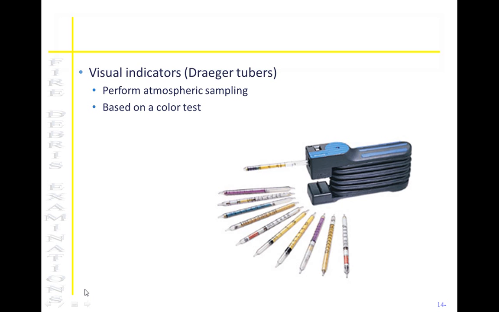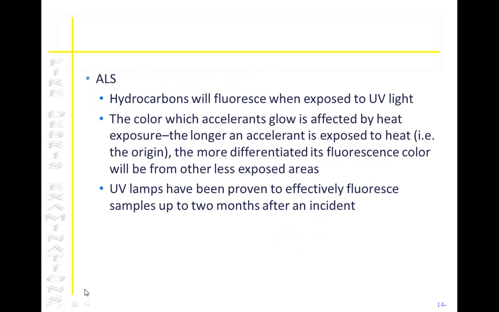There's also the possibility of using visual indicators, which are more of an atmospheric type sampling, and these are based on a color test. Most recently, alternate light sources have been used at fire scenes. It has been documented that some hydrocarbons will fluoresce when exposed to ultraviolet light. So the use of an alternate light source might assist in finding different pour patterns.